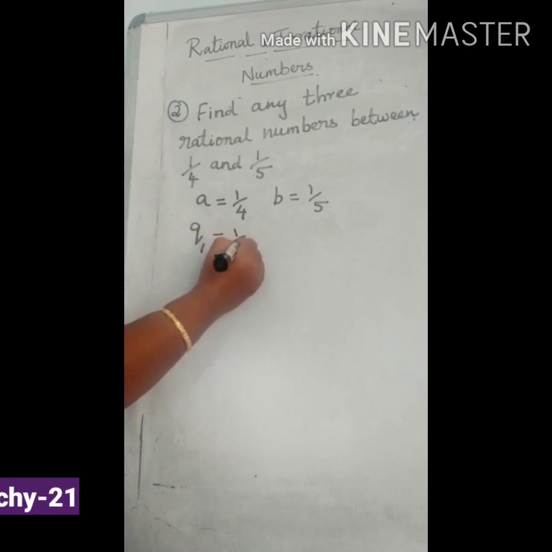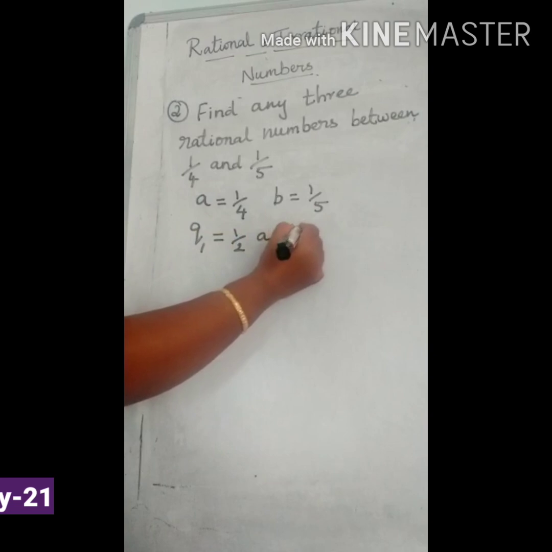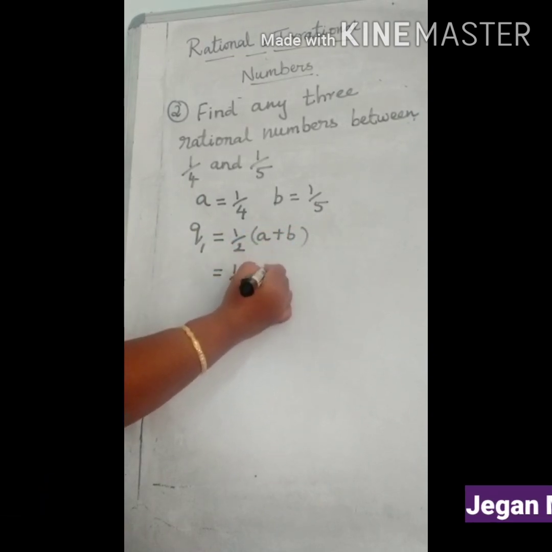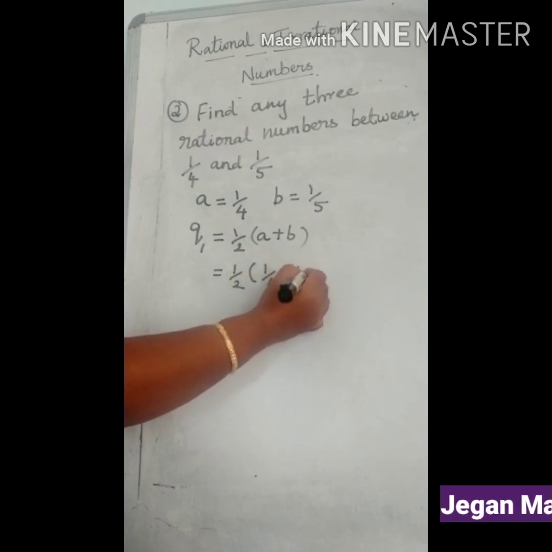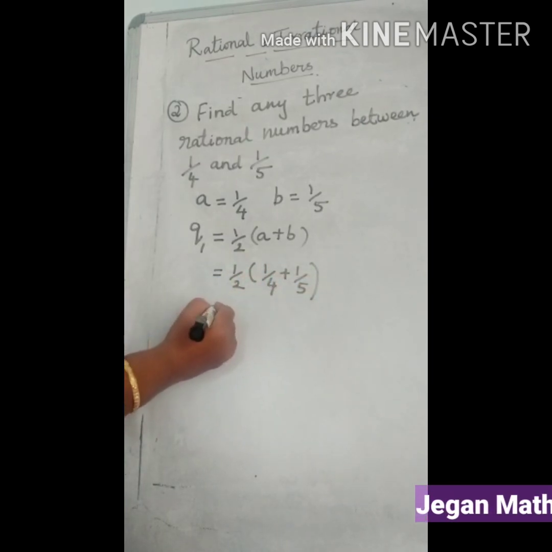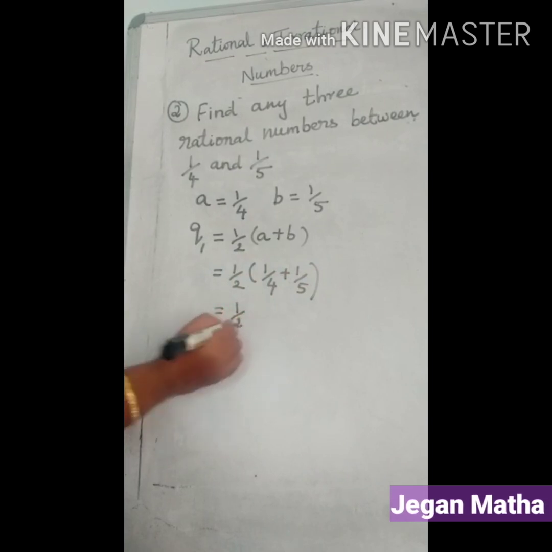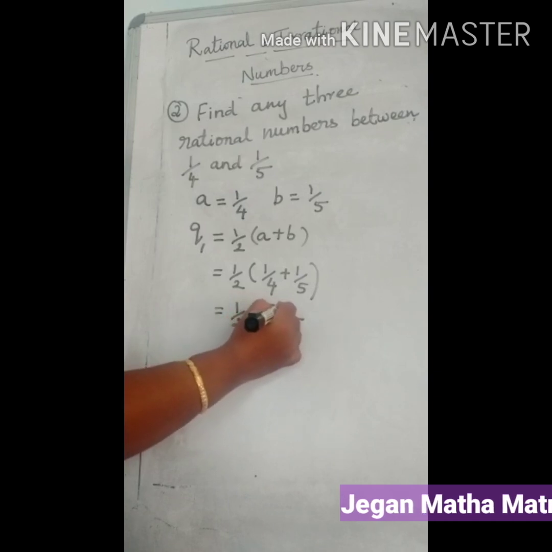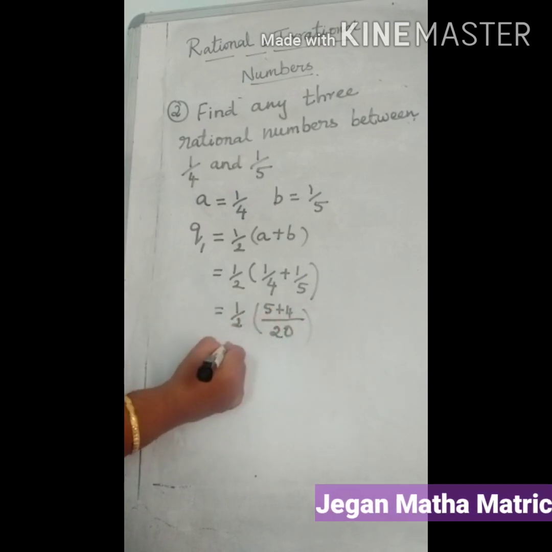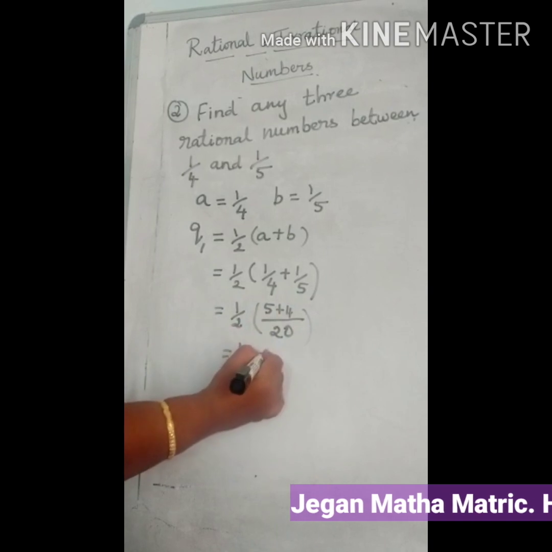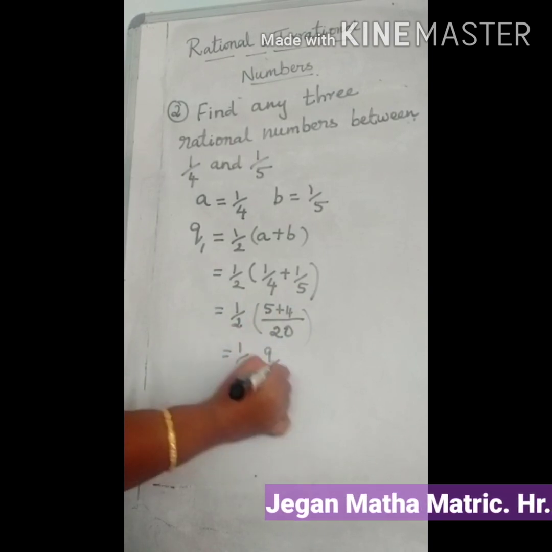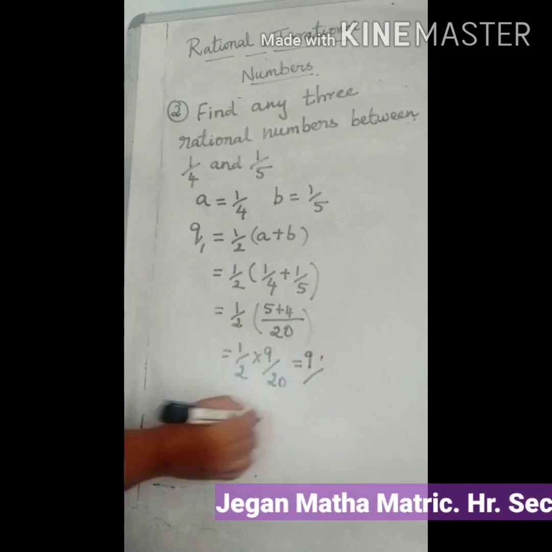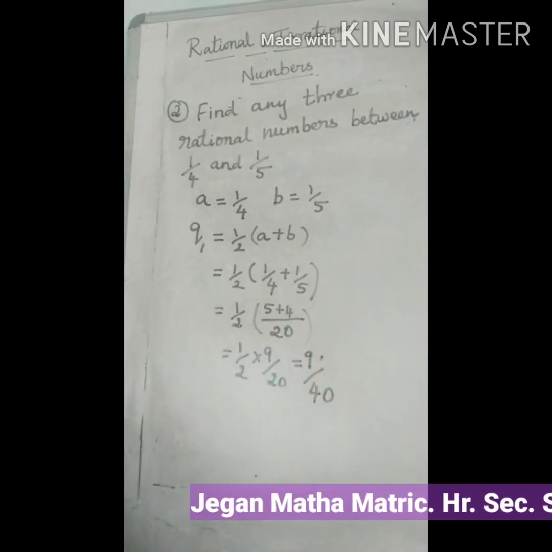Q1 is equal to 1 by 2 into (A plus B). Now instead of A we substitute 1 by 4, plus 1 by 5. That is equal to 1 by 2 into, the LCM of 4 and 5 is 20, so 5 plus 4 is 9 by 20. So that is equal to 9 divided by 40, the first rational number.